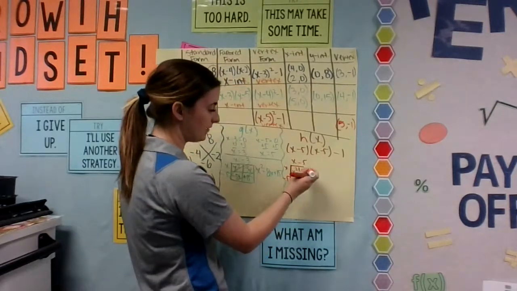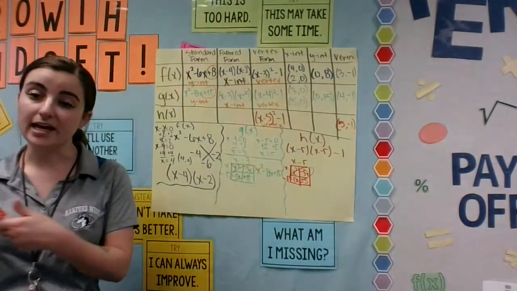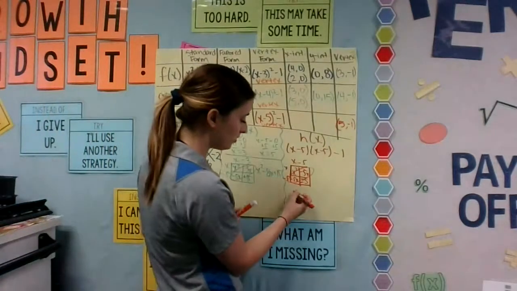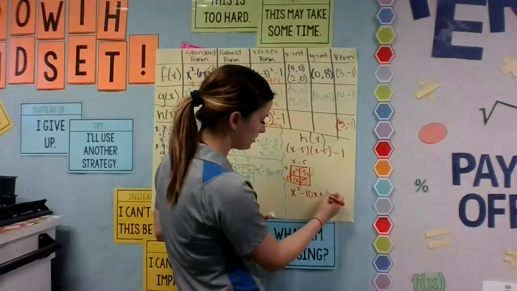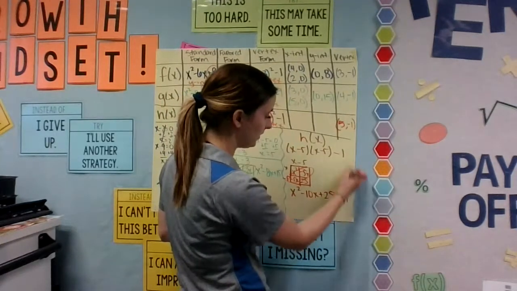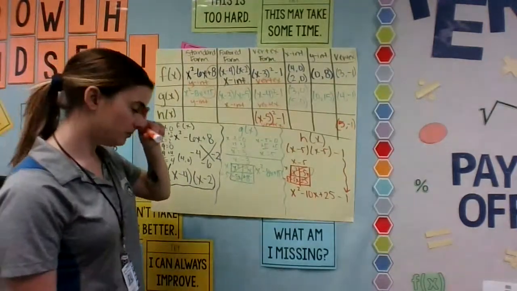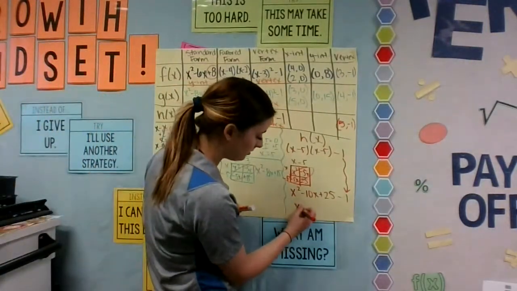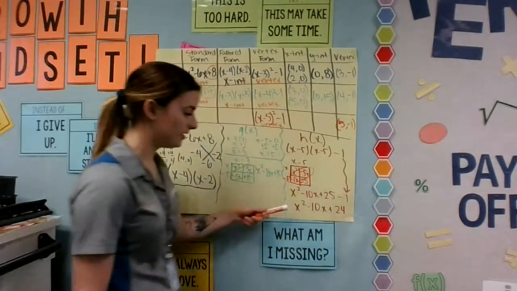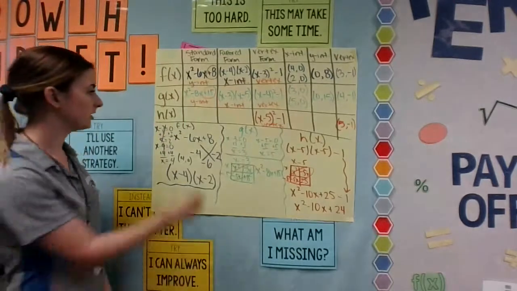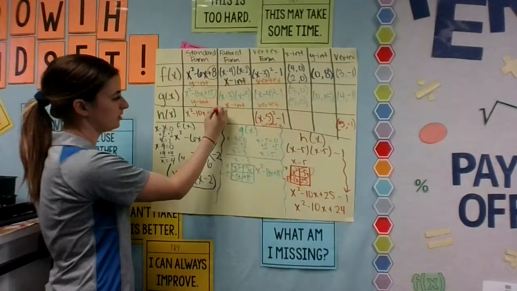And then again, I notice I have like terms right here. Negative 5x minus 5x is negative 10x. So my standard form is going to be x squared minus 10x plus 25. And then this minus 1 has to come back down. Still have to include that. So now I have x squared minus 10x plus 24. That is your standard form right there for you, okay? So x squared minus 10x plus 24.